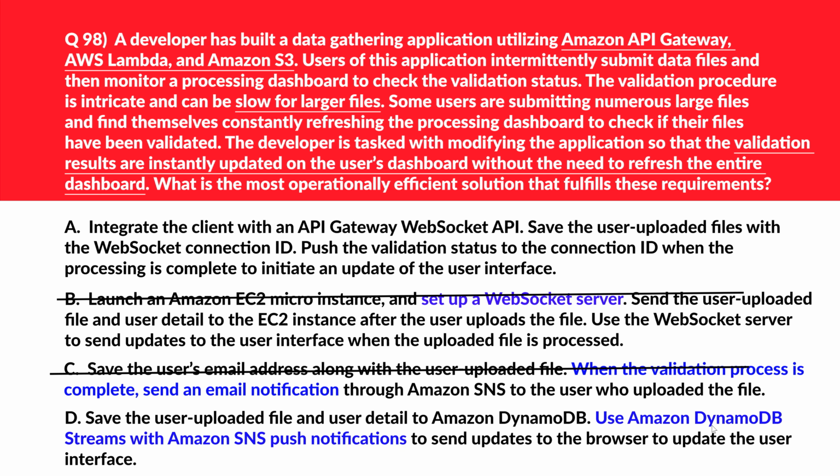D says use DynamoDB streams with Amazon SNS push notification. So this involves DynamoDB and SNS, which may add complexity without the direct support for real-time updates that WebSocket provides. So we'll eliminate this. We are left with option A, and it is the correct answer.